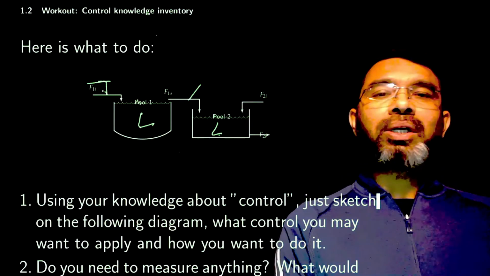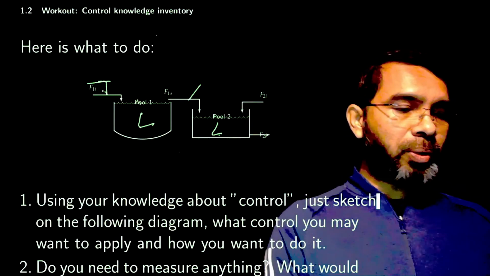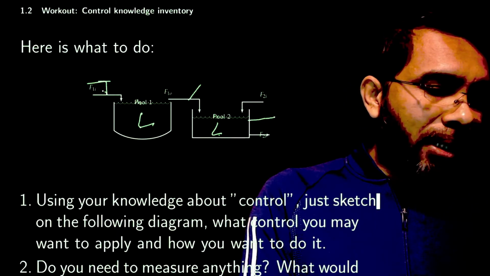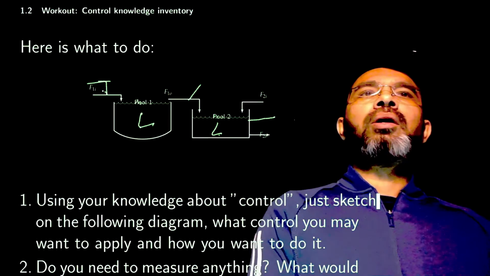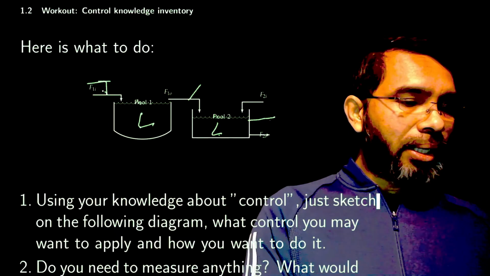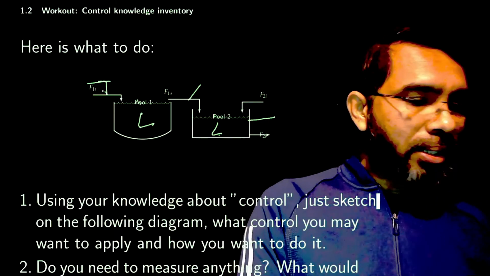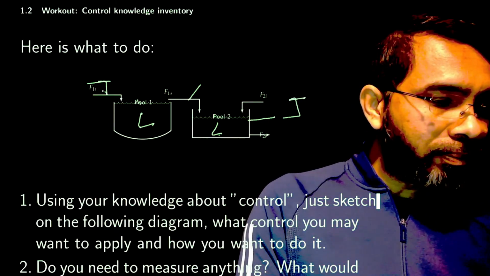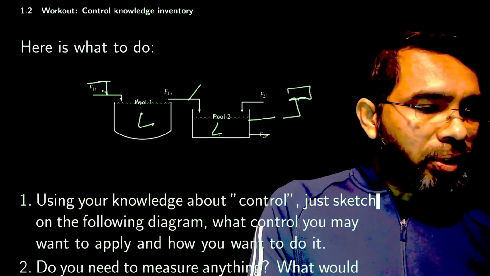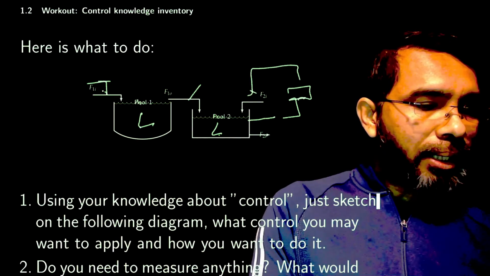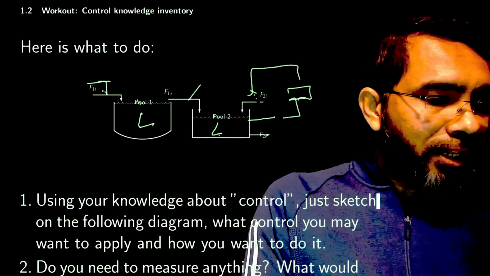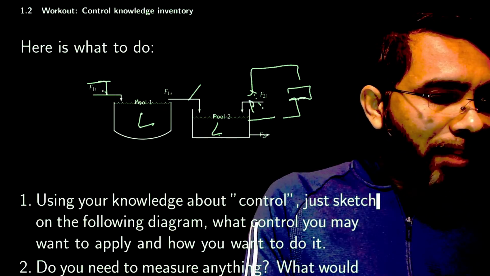So for this particular case, what you really need to do is measure the level of liquid here. What is the level of liquid in pool 2? And then compare it with some value that you want, and then use a controller to manipulate the flow rate. That can be done if you have a valve there.